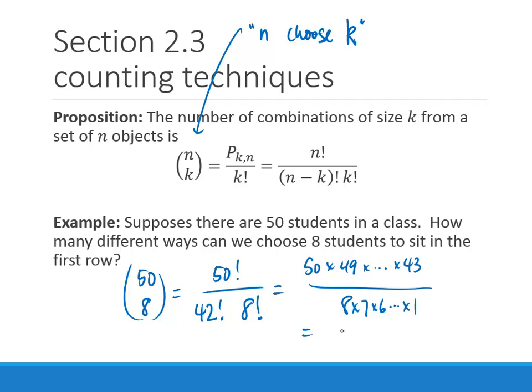Still a very large number. I now have 536,878,650 different ways. So that bigger number that we saw before was if I care about what order the front row is sitting in. Here, I don't care about what order it is, and it's still a giant number.